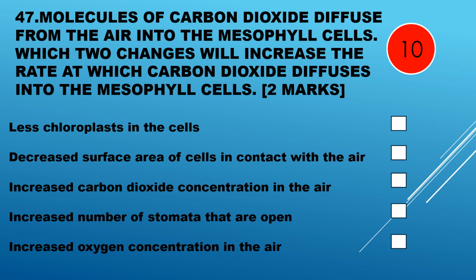Question 47. Molecules of carbon dioxide diffuse from the air into the mesophyll cells. Which two changes will increase the rate at which carbon dioxide diffuses into the mesophyll cells? Is it less chloroplasts in the cells, decreased surface area of the cells in contact with the air, increased carbon dioxide concentration in the air, increased number of stomata that are open, or increased concentration of oxygen in the air? Increasing the carbon dioxide concentration in the air and increasing the number of stomata that are open will increase carbon dioxide diffusion into the leaf.